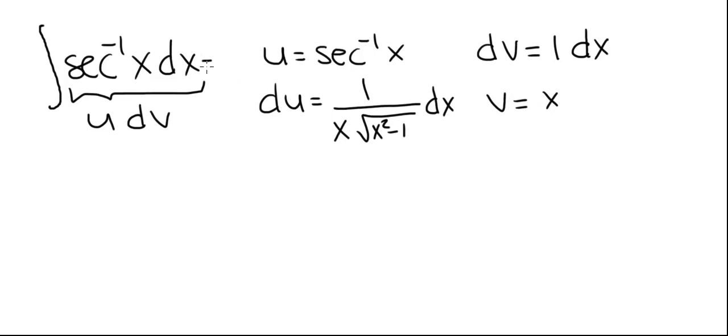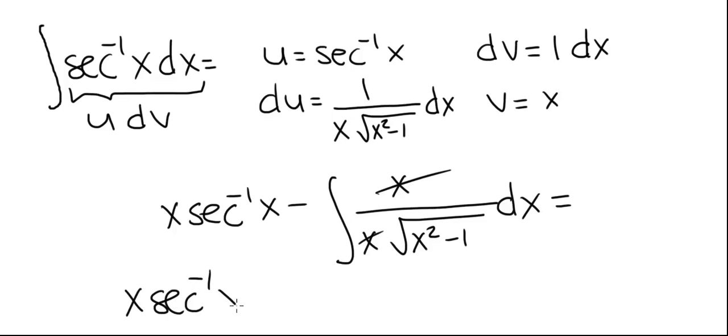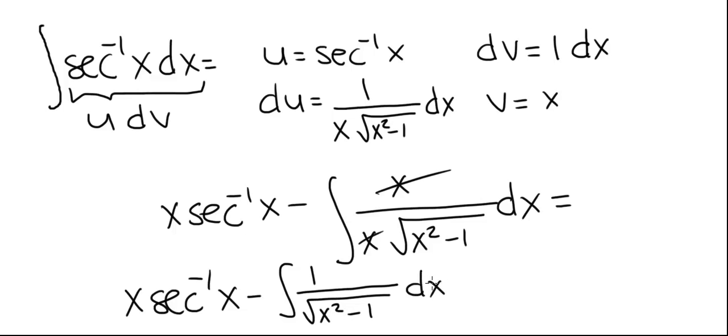So the integration by parts formula says the integral of u dv equals u times v, so that's x times inverse secant of x, minus the integral of v du, which is x divided by x times square root of x squared minus 1. Now here the x's cancel, and we have x times inverse secant of x minus the integral of 1 divided by the square root of x squared minus 1. So that is what we have left. We have to integrate 1 over the square root of x squared minus 1.